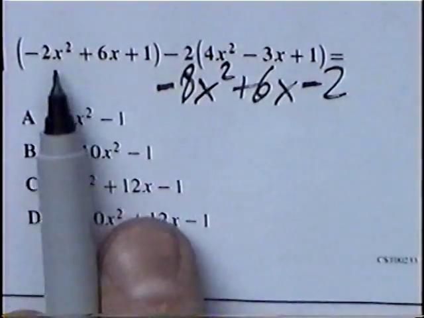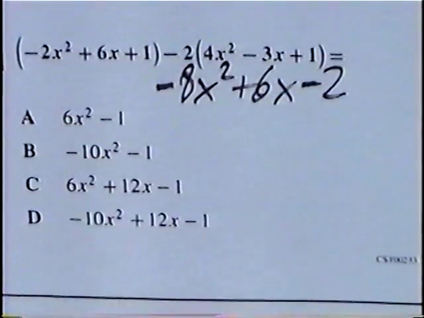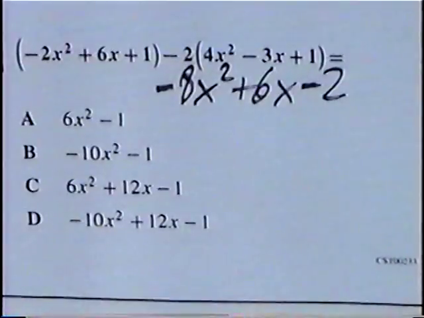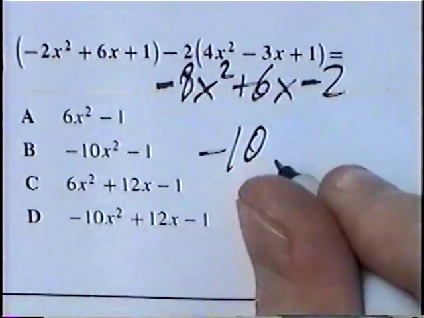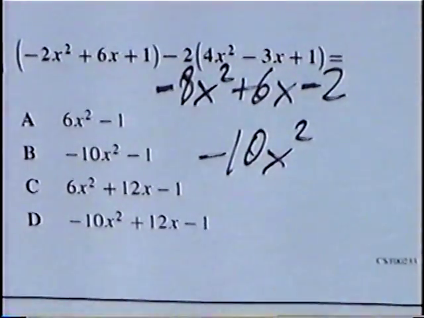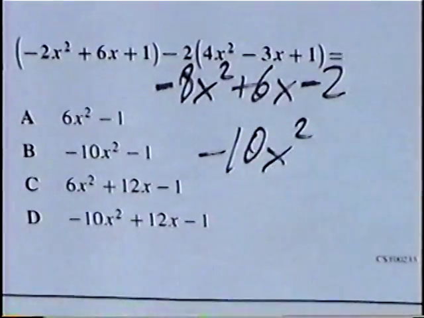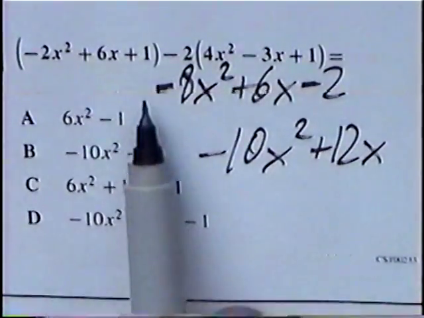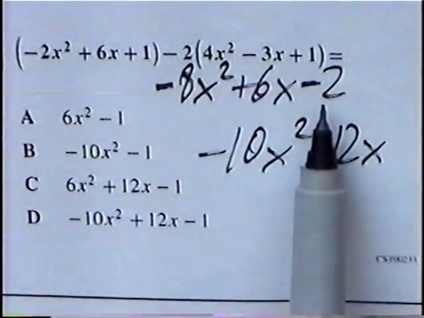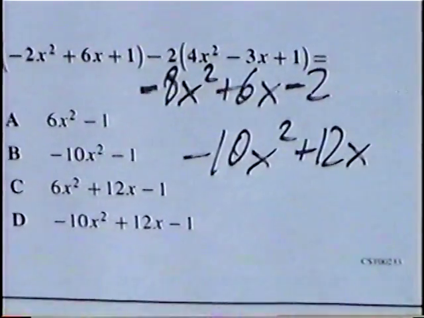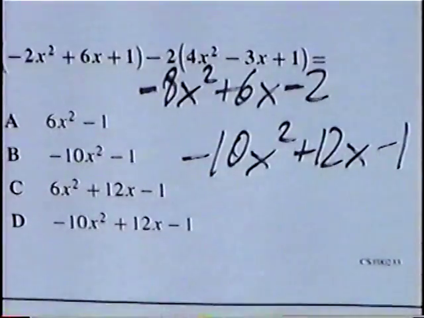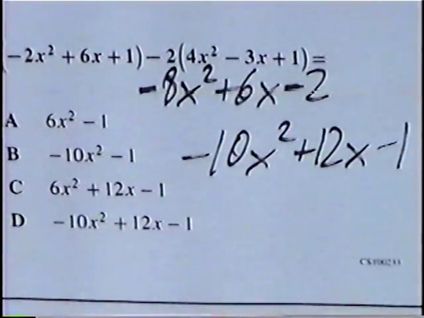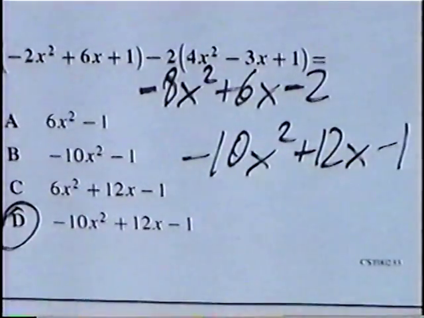Combining the first parentheses with the second distributed parentheses, negative 2x squared minus 8x squared would be negative 10x squared. 6x plus 6x would be 12x. And a positive 1 minus 2 would be negative 1. So the correct answer, negative 10x squared plus 12x minus 1. Correct answer would be letter D.